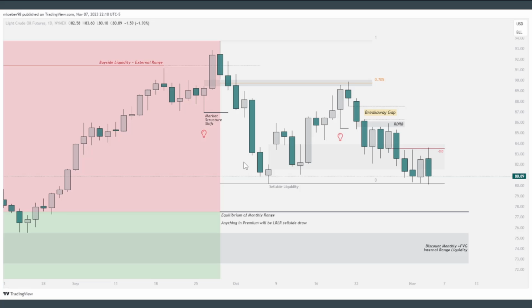But also, as you can see, this is a market maker sell model on the daily chart that is formed in premium of the monthly dealing range. As I described before, this is equilibrium of the monthly range. Anything that is in premium will be considered a low resistance liquidity run, a sell side draw, and that is what we experienced here. That is what I framed my trade off of: the daily bearish order block getting tagged, running the sell stops, driving us to these daily lows here. So this daily bearish order block will be the PD array that you see me reference in the next slide.